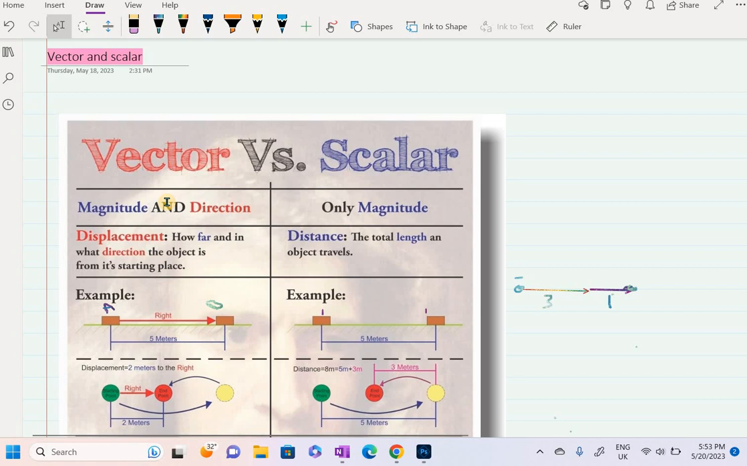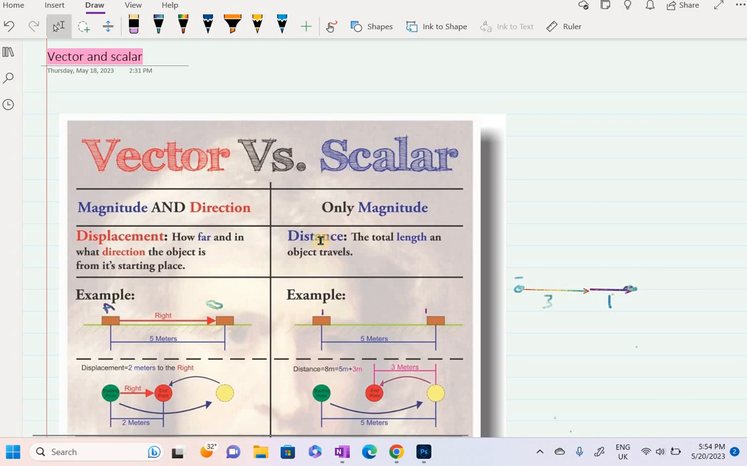Actually, physical quantities can be divided into two types according to their definition, or by how we can define the physical quantity. If we need to define this physical quantity by magnitude only, then it is a scalar quantity. But if we need magnitude, or a number or a value, plus the direction, then this physical quantity is called a vector quantity. Examples for this.